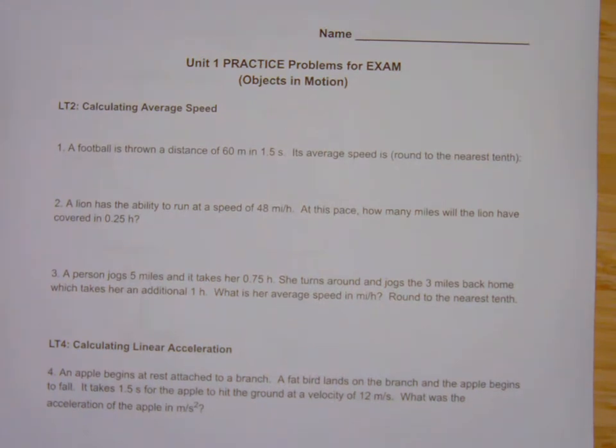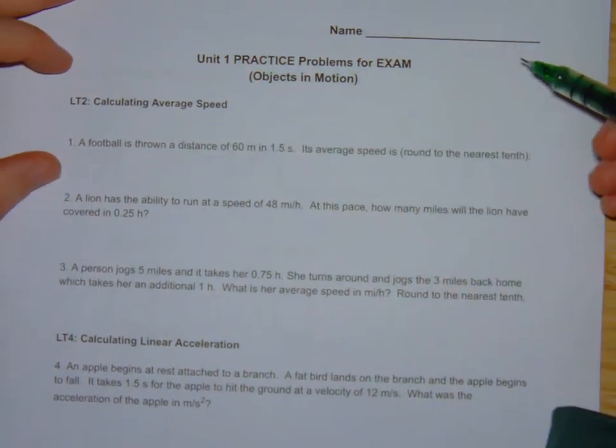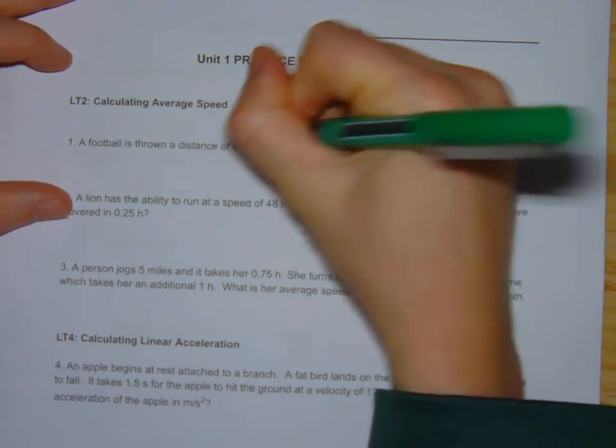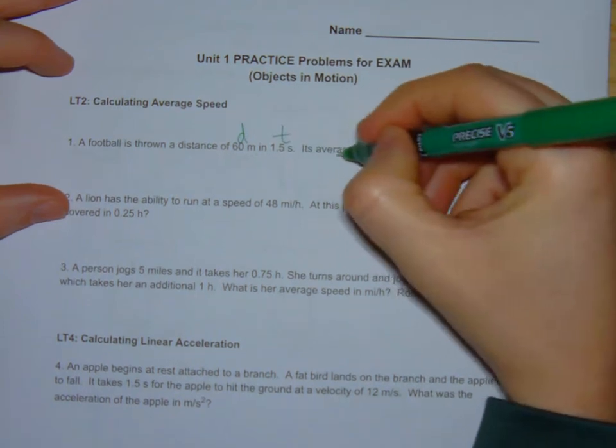Alright, Unit 1. This dealt with speed, acceleration. Just some pretty basic stuff to get us started. And remember, always check the units in problems, and that will always help to determine the formula. So, a football is thrown a distance of 60 meters. That's a distance. In 1.5 seconds. That's a time. Looking for average speed.